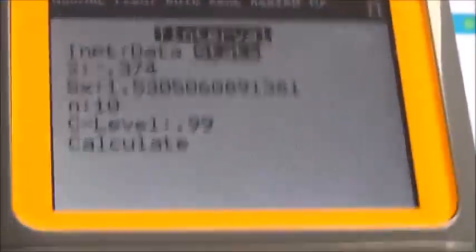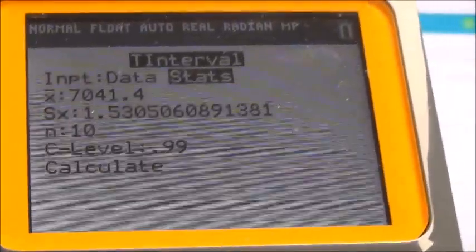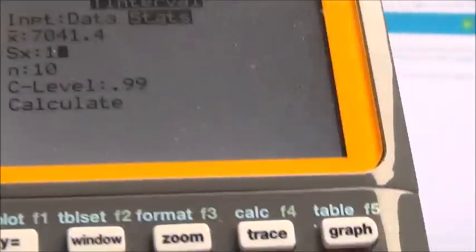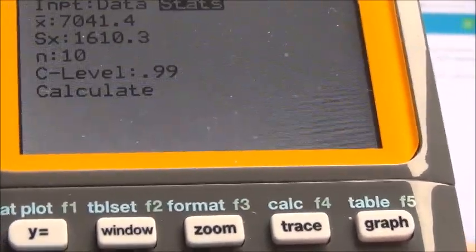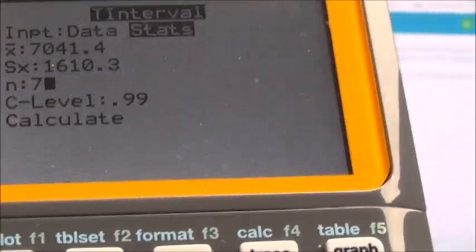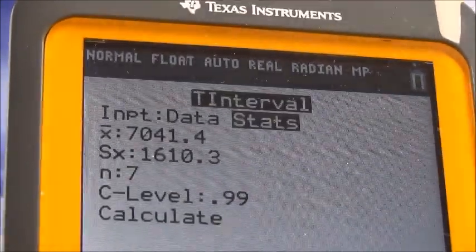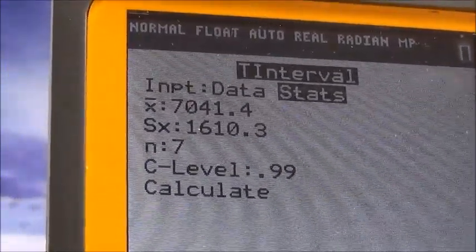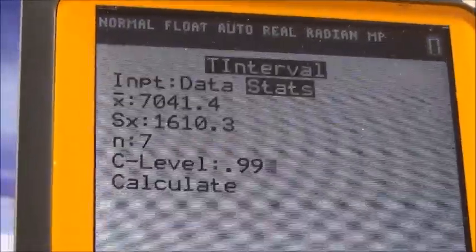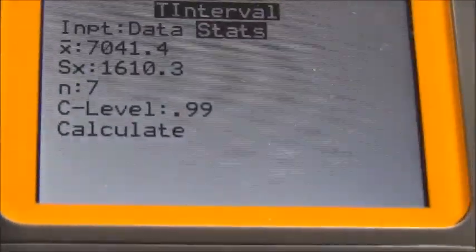My X bar is 7,041.4. My S sub X is 1,610.3. My N value is 7. My confidence level is 99%, so 0.99. And so once I have my information in there, X bar 7,041.4, S sub X 1,610.3, and N is 7 with a confidence level of 0.99, I'm going to have that calculated.